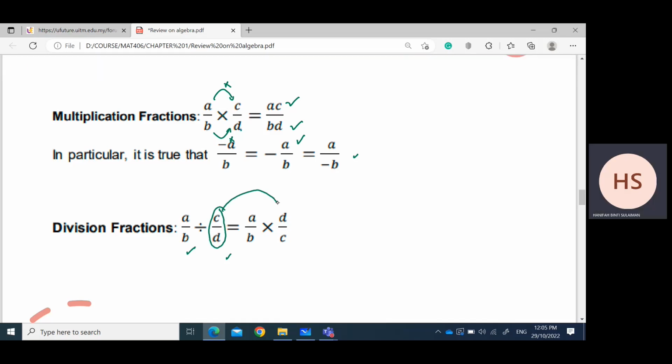dia akan jadi begini. Okay, so yang ni dia jadi begini disebabkan kita tukarkan operasi dia daripada bahagi kepada darab. So ini adalah cara bagaimana untuk kita selesaikan masalah division yang berkaitan dengan fraction. Okay, and then it is equivalent with A times D, we have AD, over B times C, we have BC. Okay, so this one is about division fraction.